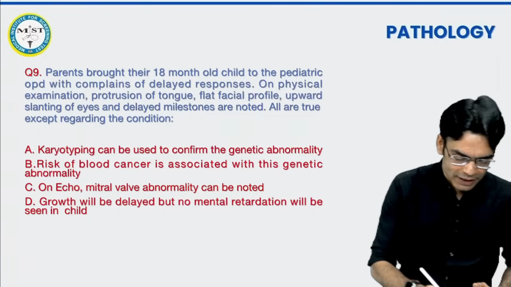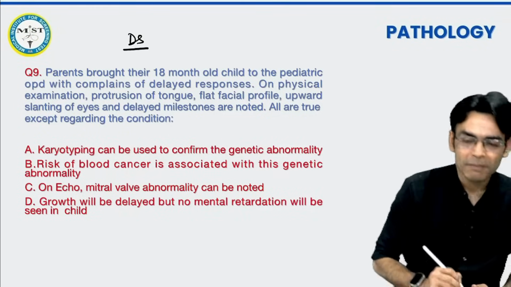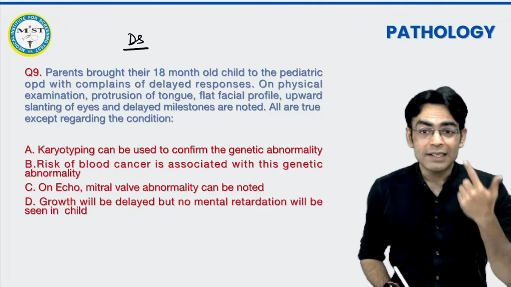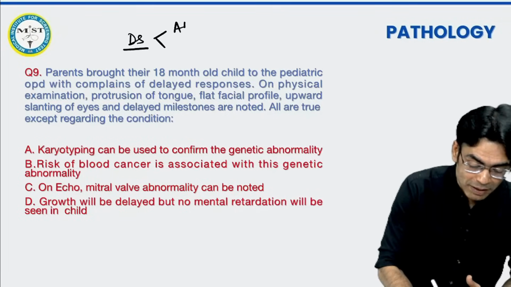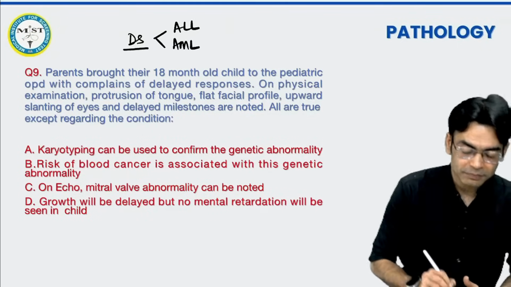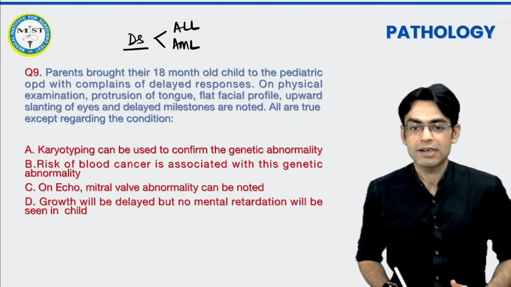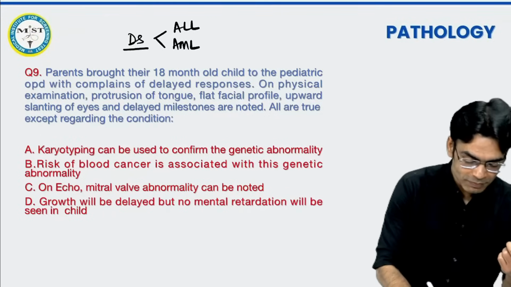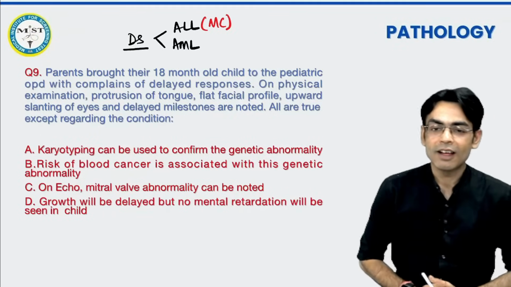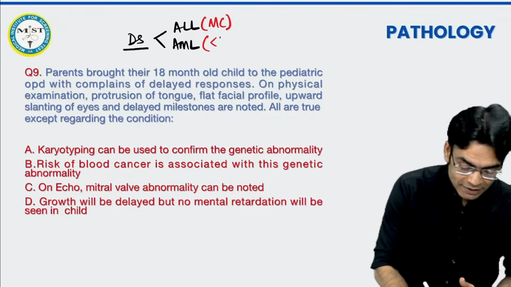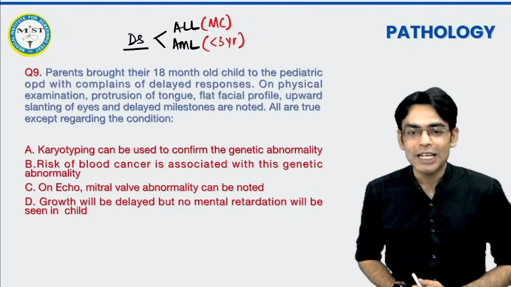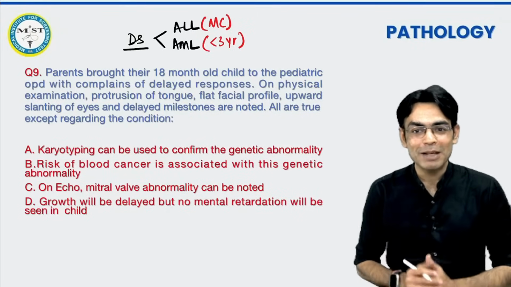बेटा डाउन सिंड्रोम है ना, ये तुमने मेरे को बताया ये डाउन सिंड्रोम है. छोटू, Down syndrome is associated with ALL and AML both. Most common overall leukemia in a Down syndrome is ALL. And if a child is less than 3-year-old, then it is AML. तो risk of blood cancer तो होता ही है ना यार Down syndrome के साथ. ALL, AML नहीं होता है क्या?